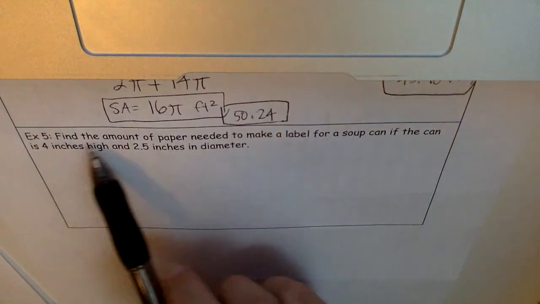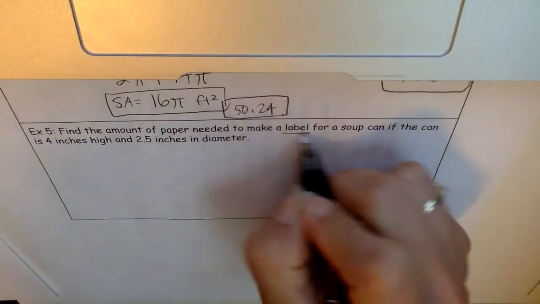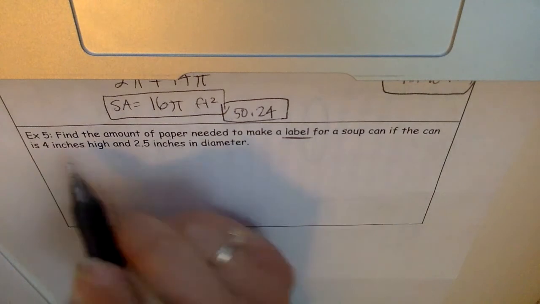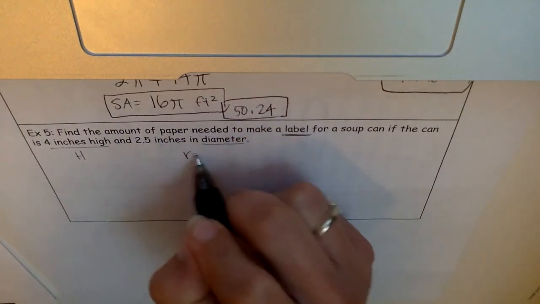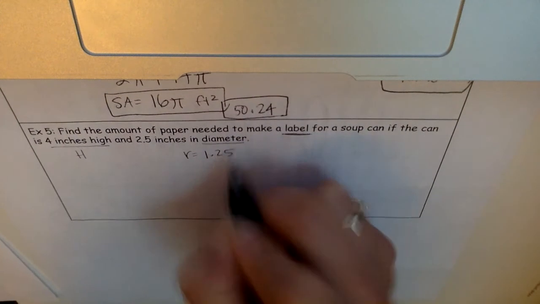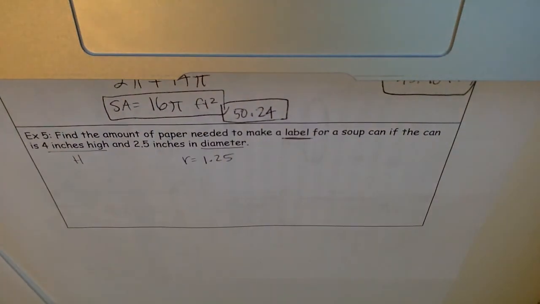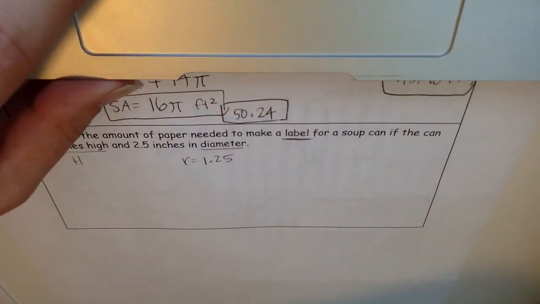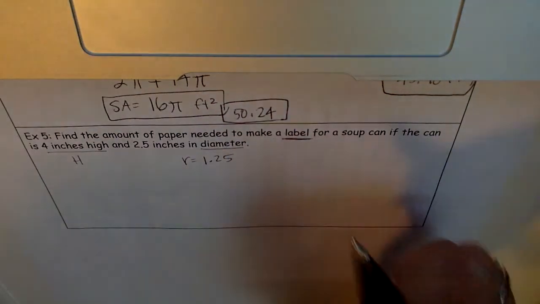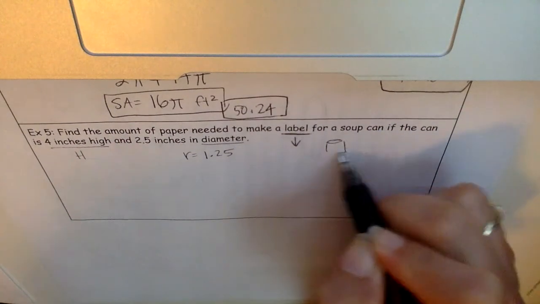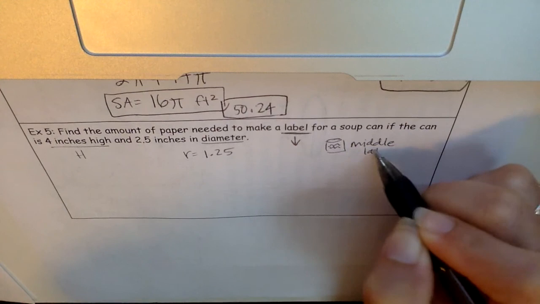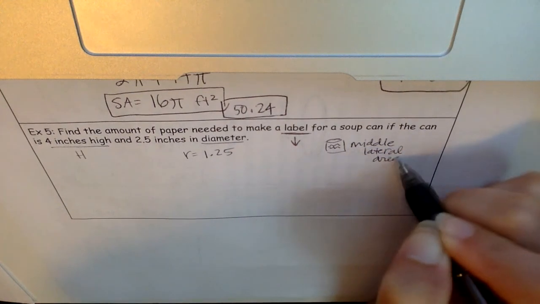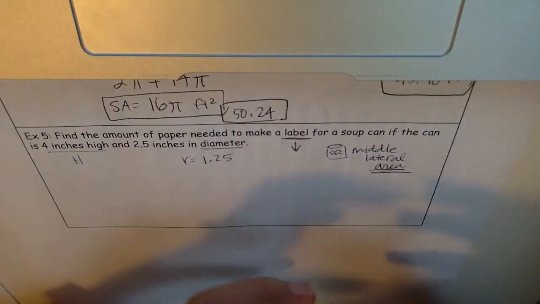Find the amount of paper needed to make a label for a soup can. If the can is 4 inches high, that would be the height, and 2.5 inches in diameter. So if it's 2.5 inches in diameter, it's 1.25 in radius, because I just divide that by 2. Okay. The label, let's talk about where the label goes. If you have a soup can, here is your label. The label goes around the middle, which is the lateral area. The label only goes around the middle, which is the lateral area.